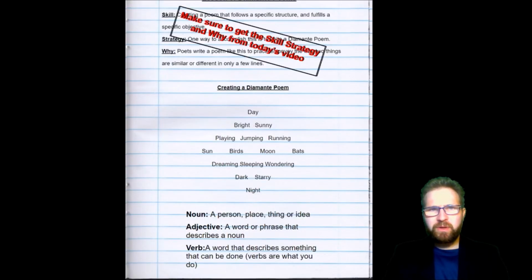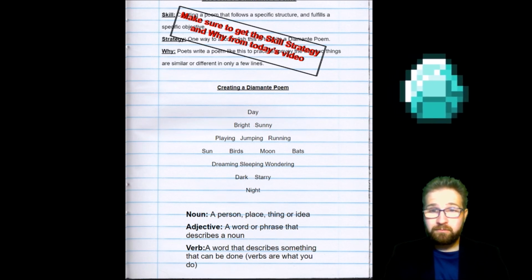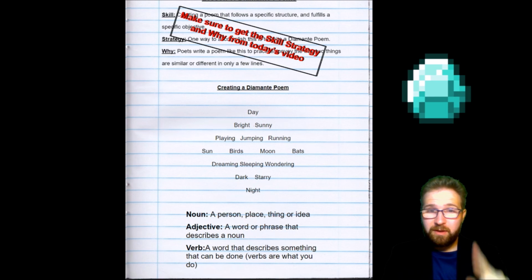Alright, so today we're going to be continuing to work on structure by creating a Diamante poem. And a Diamante poem, as the name suggests, follows a shape for its structure, and that shape is going to be a diamond. So let's take a look at this one we have here.